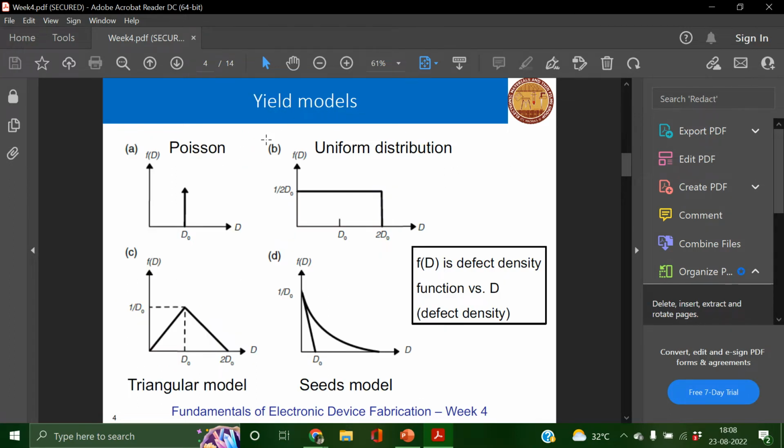And then we went on to see what is meant by yield model. Yield model helps us in correlating the defect density versus the yield. There are different correlation functions. We have a Poisson distribution, and then we have a Gaussian distribution, and the Gaussian distribution in turn includes the uniform distribution, triangular model, and the Seeds model. If you have gone through the lectures of the past week, the equations related to each of these have already been discussed. I hope you have taken notes, because today we will be having questions related to that. Depending upon the defect density in the wafer, we can predict the yield for a particular number of defects. That is what is given by these yield models.